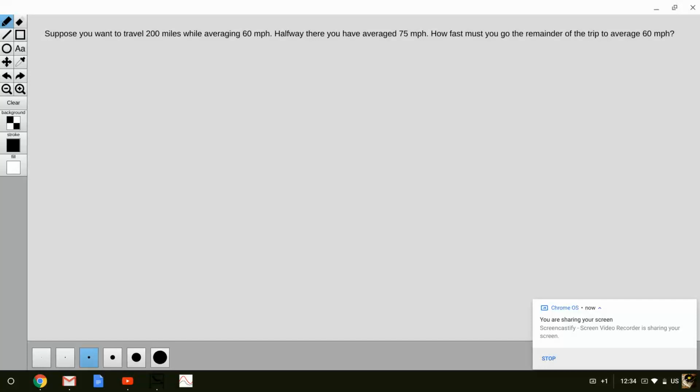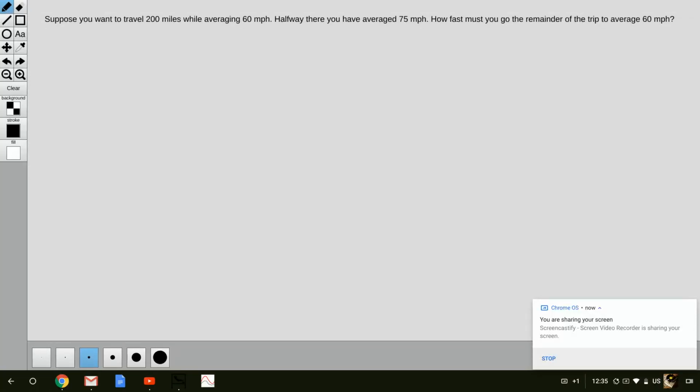All right. So here is an example of the 80-mile trip type of question where you've got average velocities and you've got to figure out how fast you want to go for the remainder of the trip to average a certain velocity. So here is, like I said, a typical question. We want to go 200 miles, averaging 60 miles an hour. Halfway there, we've averaged 75 miles an hour. How fast must you go the remainder of the trip to average 60 miles an hour?